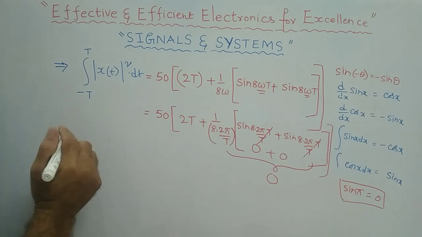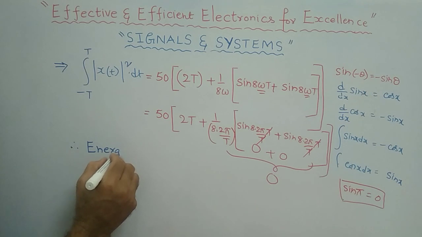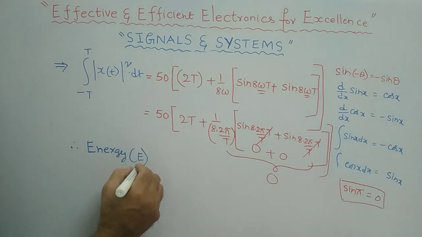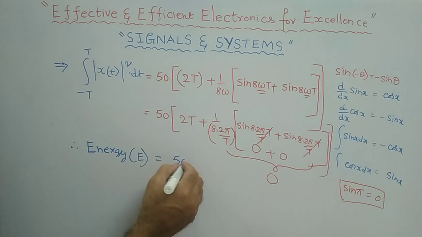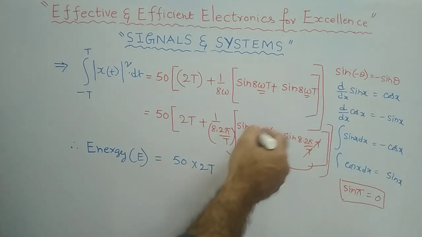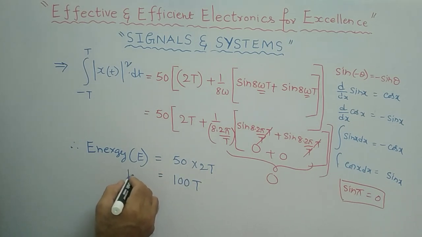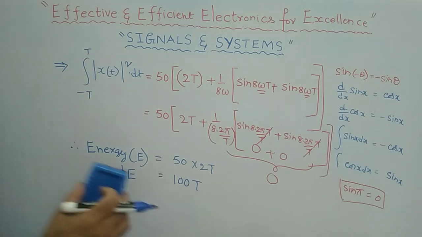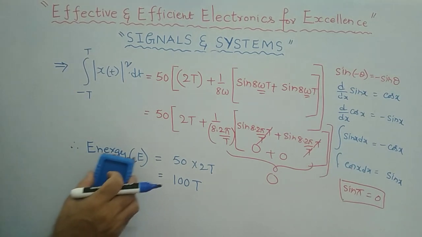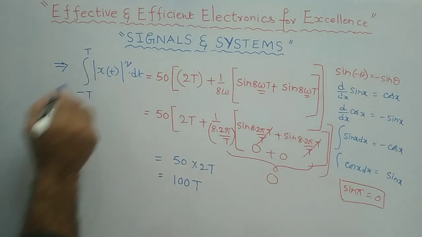Therefore, this implies the energy is equal to 50 into 2 into t only. All this part becomes 0. So it is nothing but 100t. 50 into 2 is 100, so 100t. This is what your energy actually. But one thing you remember, this is not energy. Sorry, it's not. This is the value of this particular integration.